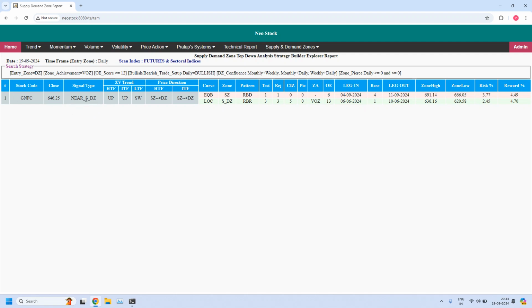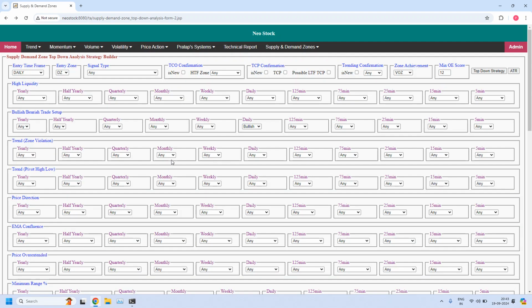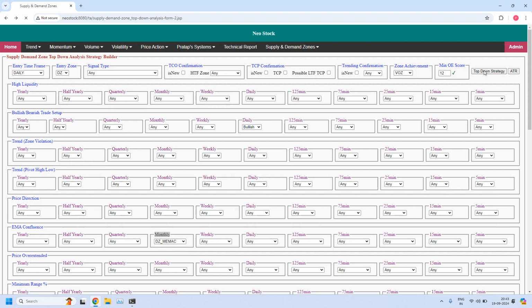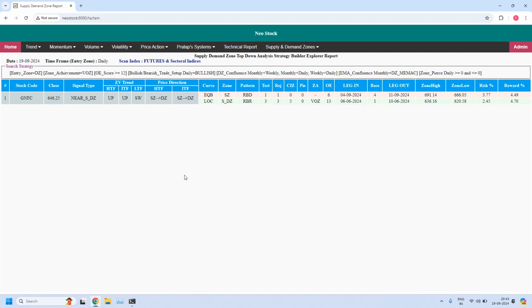And also it is near the demand zone, but already tested 3 times. So let us look for monthly EMA confluence. Monthly demand zone with monthly EMA confluence, filter enabled. So it is also having monthly EMA confluence, and the daily zone is a high liquidity zone.